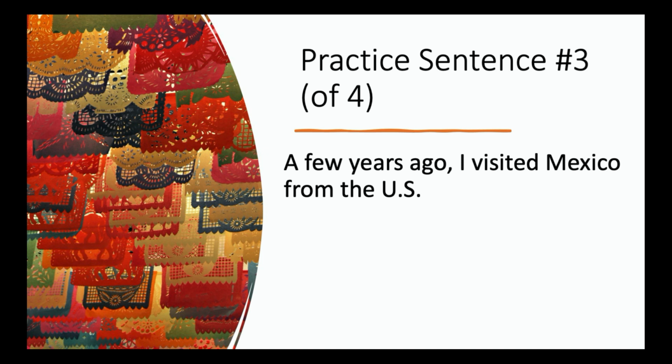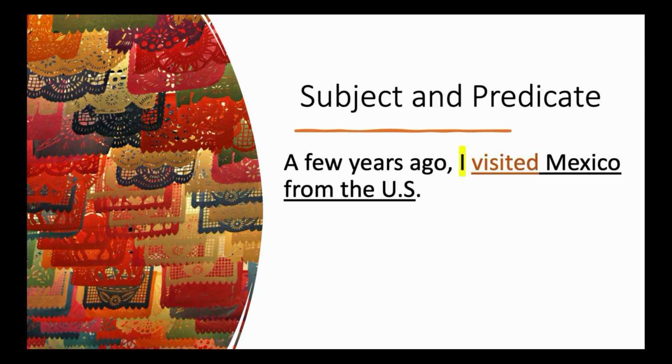A few years ago, I visited Mexico from the US. Remember, we're looking for the complete and then simple subjects and predicates. So the word I is our only type of subject. It counts as the complete and the simple subject. And our complete predicate is visited Mexico from the US, with our simple predicate being visited.